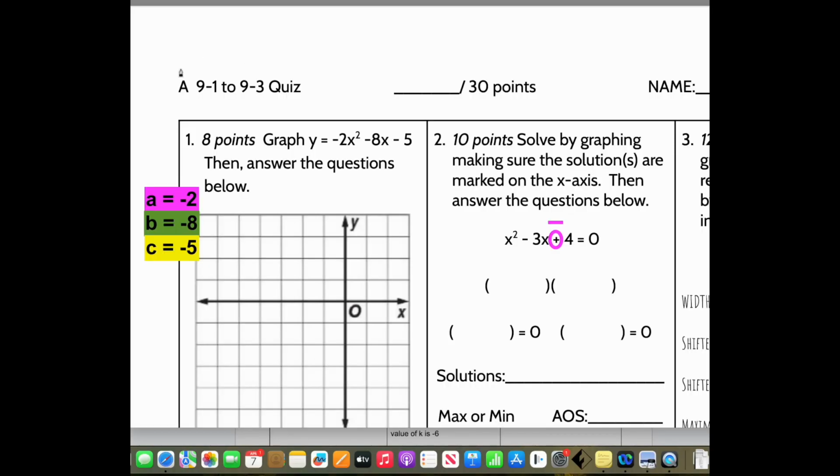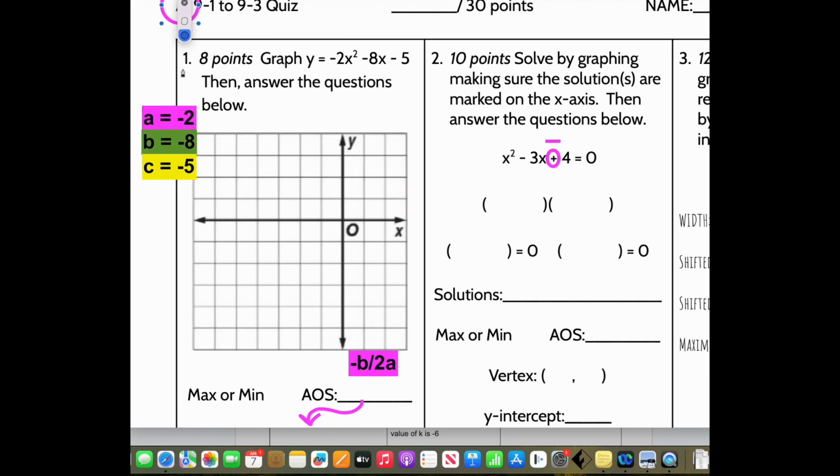In this video, I will be going over the answers to quiz form A. And for number 1, we are graphing y equals negative 2x squared minus 8x minus 5. Hopefully you can identify that the A value is negative 2, therefore making it a parabola that opens up downward, and that means it's a maximum.